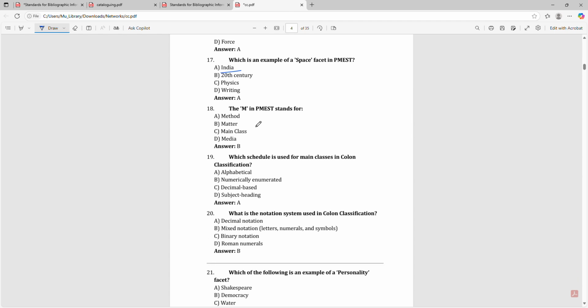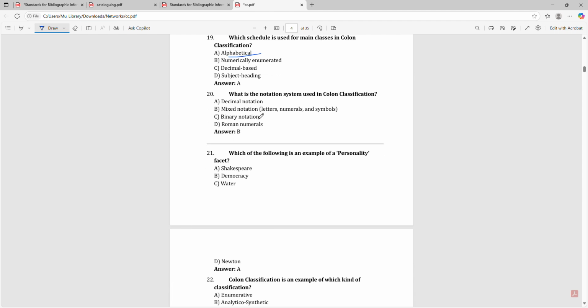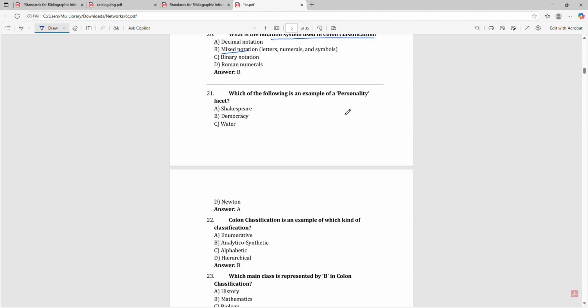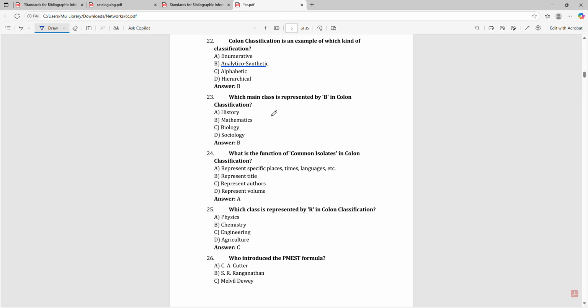The M in PMEST stands for matter. Which schedule is used for the main class in colon classification? That is alphabetical. What is the notation system used in the CC? Mixed notation. Which of the following is an example of a personality facet? That is Shakespeare. Colon classification is an example of which kind of classification? Analytico-synthetic.